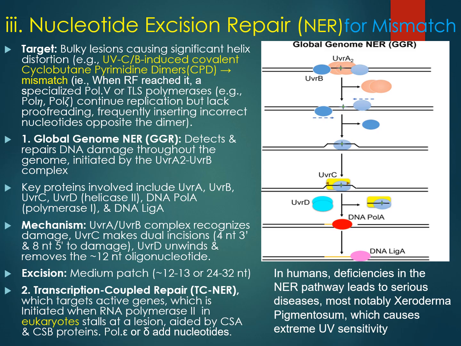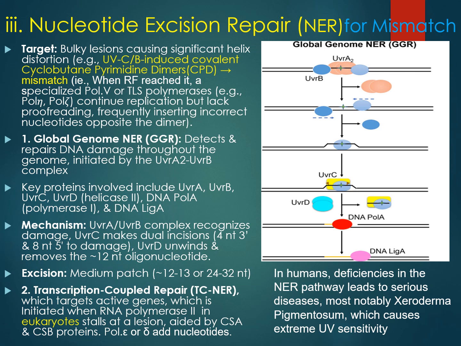So this can be removed by nucleotide excision repair. It will give a mutation as a long patch or long stretch. So this long nucleotide stretch can be excised out and repaired. This is done by global genome NER, GGR. So this detects and repairs the DNA damage throughout the genome.